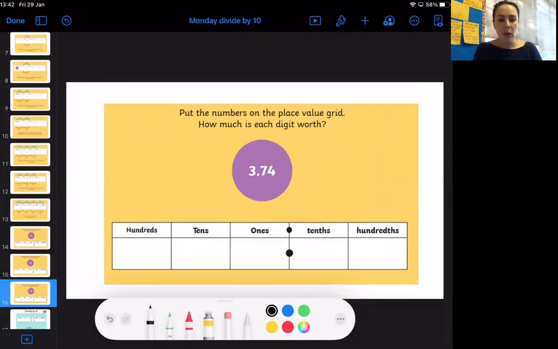We have another one, so 3.74. I'd like you to write this in and see what the value of each digit is. I'm not going to ask you to divide this one by 10. I'd like you to write it in and see what the value of each digit is. So pause the video now. We have here 3 ones, 7 tenths, and 4 hundredths. You can see where the decimal point goes.